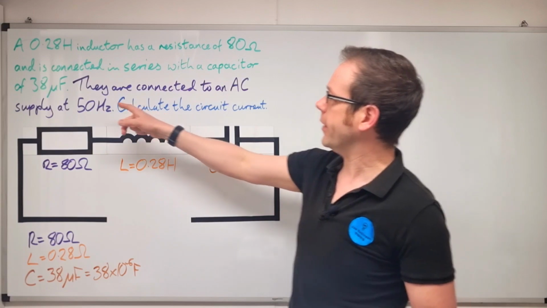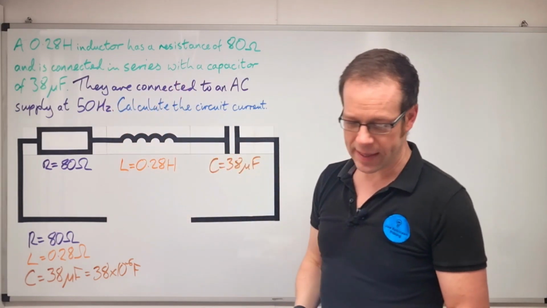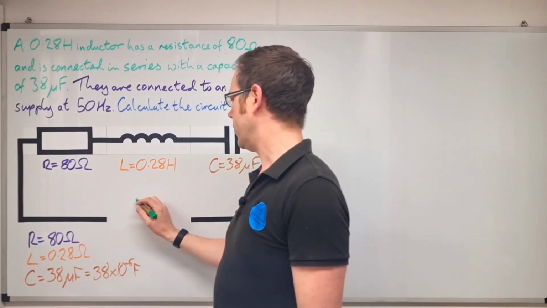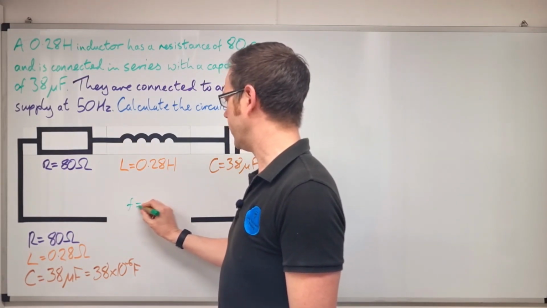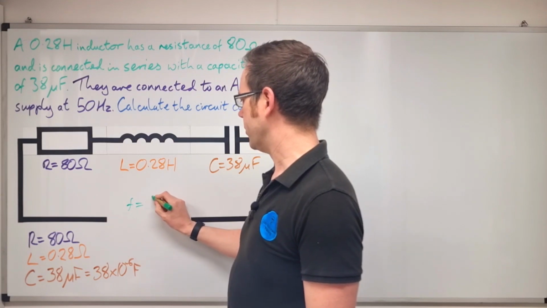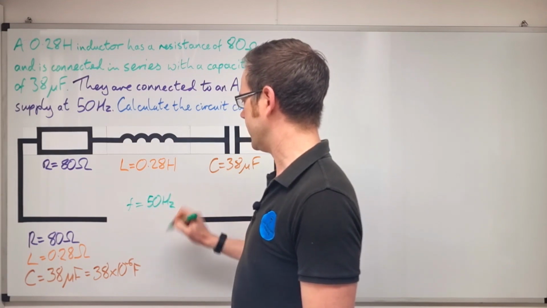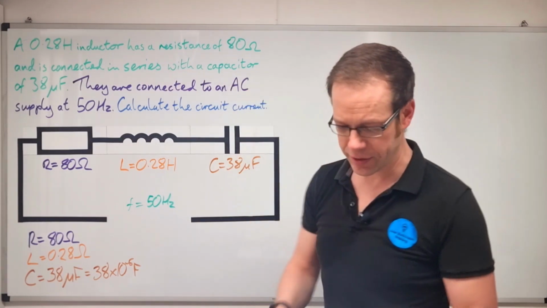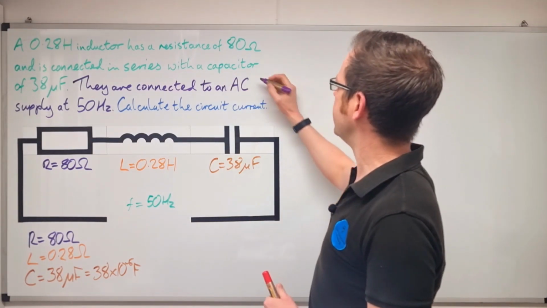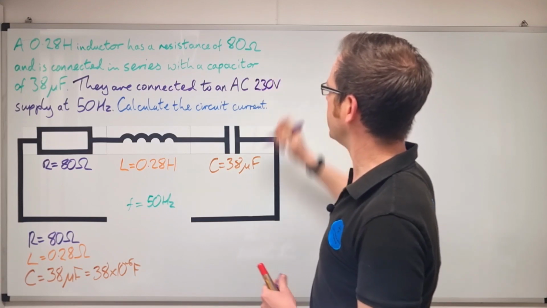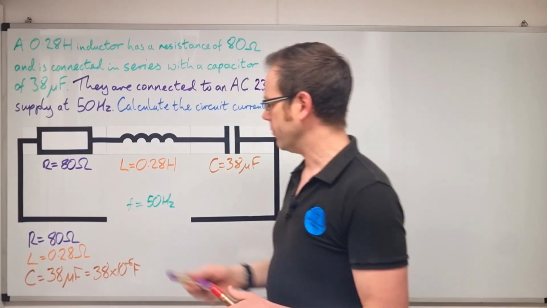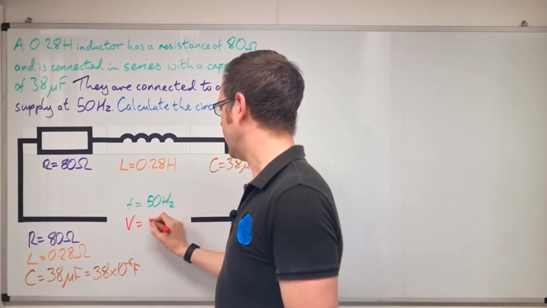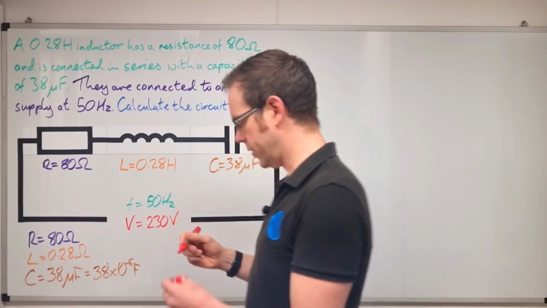What else do we know about this circuit? They're connected to an AC supply at 50 Hertz. So we know we've got that connected to a supply here of 50 Hertz. So we know that the frequency, lowercase f, is equal to 50 Hertz. And the final part of the puzzle, which is something that I've actually missed out of the question when I wrote it up here because I wasn't paying full attention, is that we've got an AC circuit of 230 volts like that. So we can put that in down here. So we're going to say that the voltage of this circuit V is equal to 230 volts.